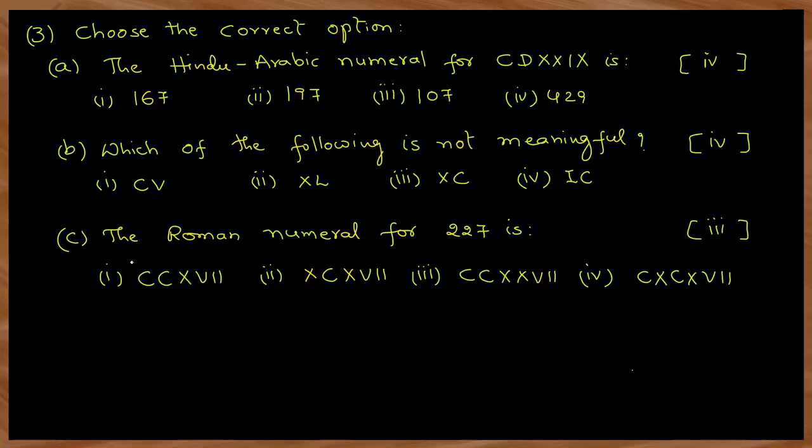Okay. So next, the Roman numeral for 227 is? You don't look at the answers, just convert, then you can understand. 227 means what? How can you write this? Splitting: 220 plus 7. 200 means CC, plus 20 means XX, plus 7 means VII. Okay, so it is CCXXVII, which is this one. So the third one is the correct answer.